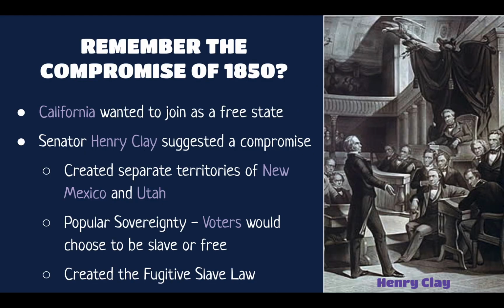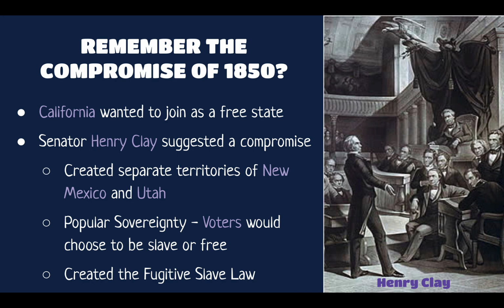So, once upon a time, we learned about the Compromise of 1850, which was an attempt to continue to settle the dispute out west over the issue of slavery and what territories would allow slavery, which territories would not, and how a balance of power would be maintained in the Senate. So in 1850, after the gold rush, remember that California wanted to join the Union as a free state, which would theoretically throw off the balance of power between slave and free states.